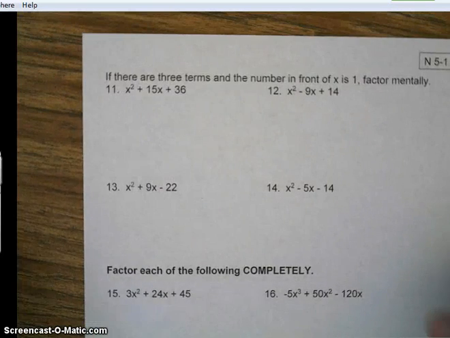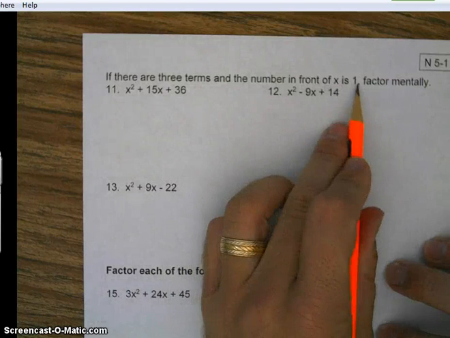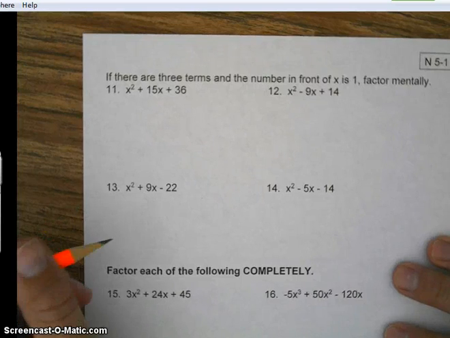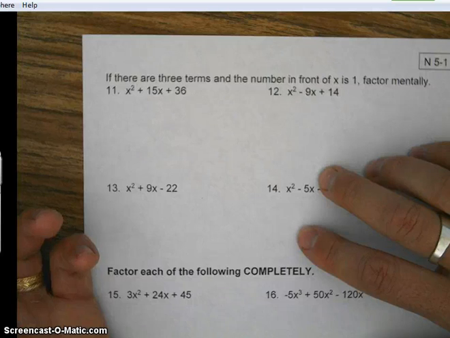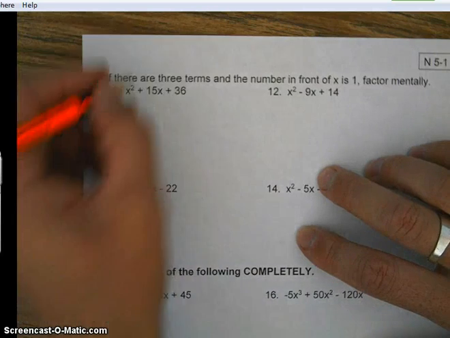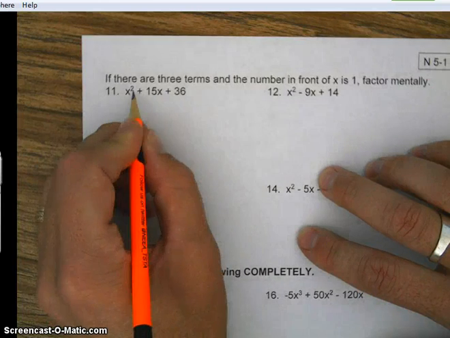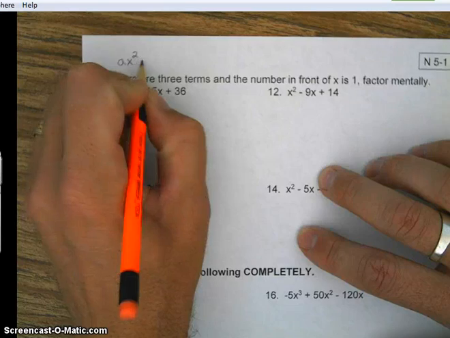Okay, here we go. If there are three terms and the number in front of x is 1, it says factor mentally. Well, I'm going to teach you how to factor a trinomial using what I call the x factor. Okay, so I want to remind you, when you have a trinomial that's quadratic, this is what standard form looks like.